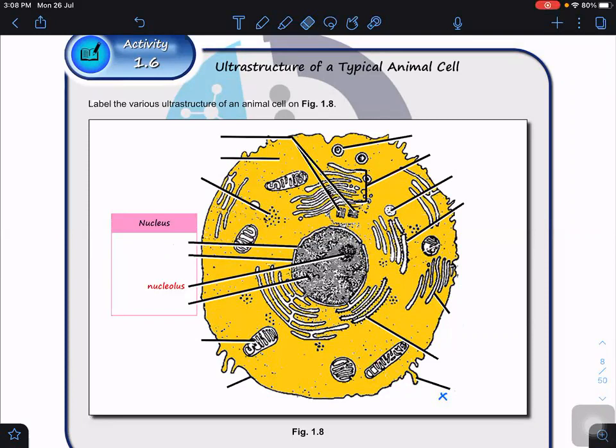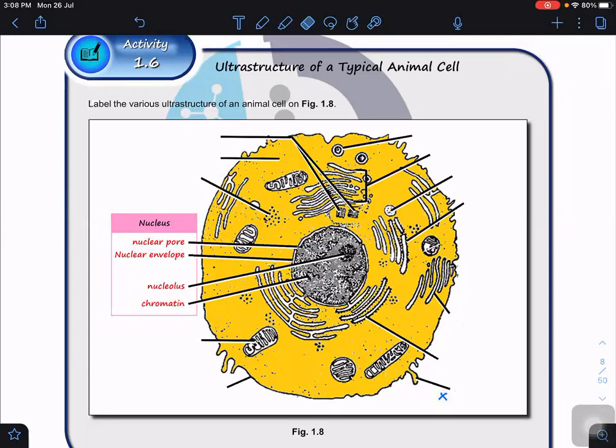So this one is known as the nuclear envelope. And this nuclear envelope is actually perforated with pores. So this pore is known as a nuclear pore. Then you can see a thread-like structure. Can you see a thread-like structure inside? So this thread-like structure is known as the chromatin.